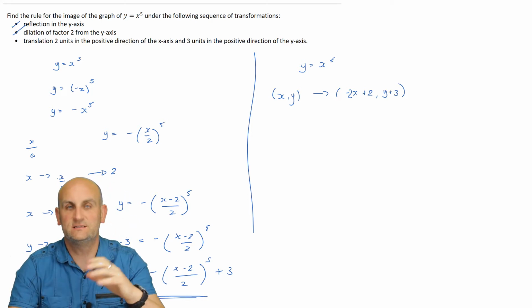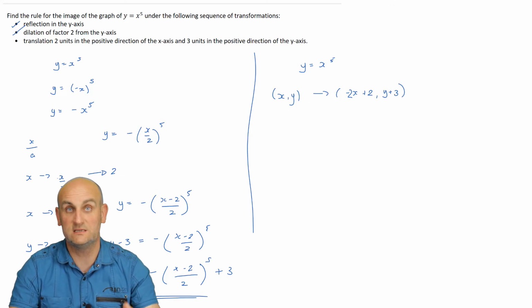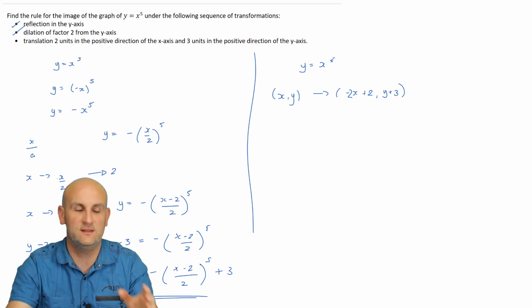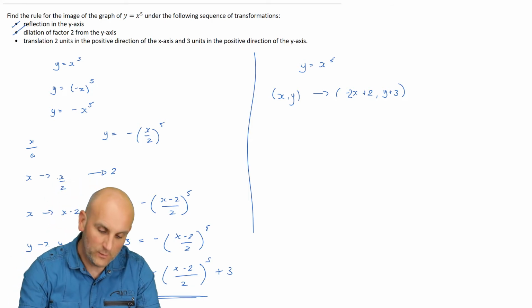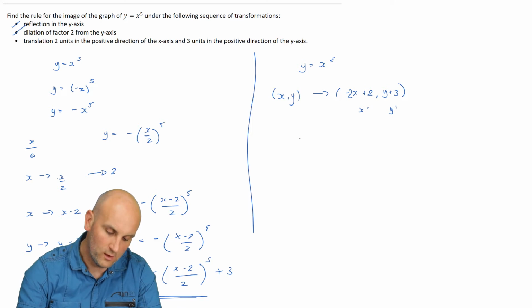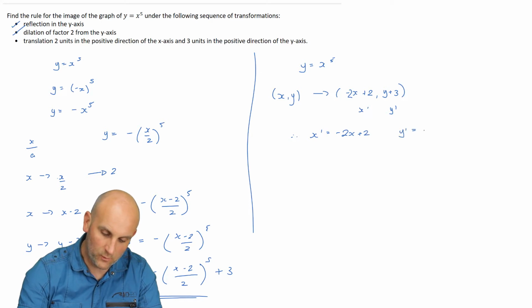Now again, in the situation where you're using the algebra, it works in the way that the language tells you. None of this backwards, do I do it backwards stuff? Nope, it's as it is. And we know that that is x dashed and y dashed. So therefore, we know that x dashed is equal to minus 2x plus 2. And we know that y dashed is equal to y plus 3.